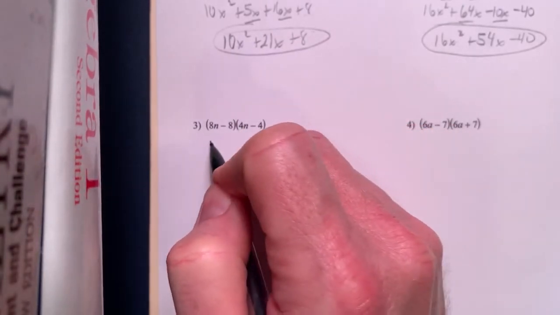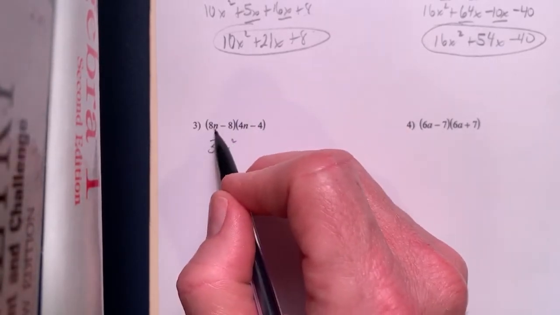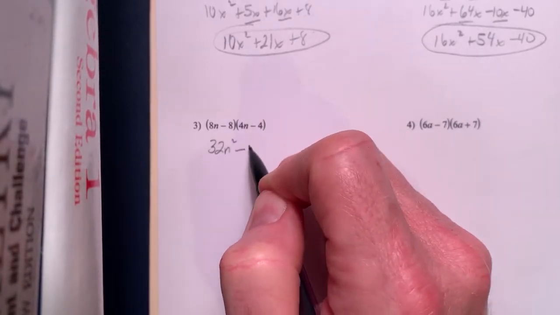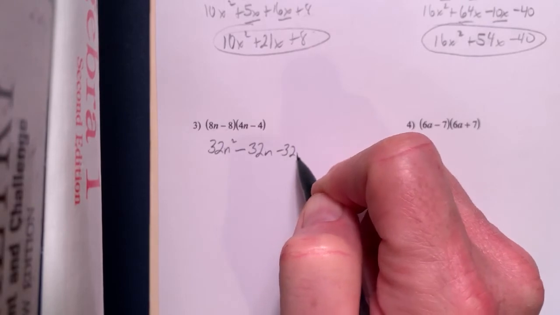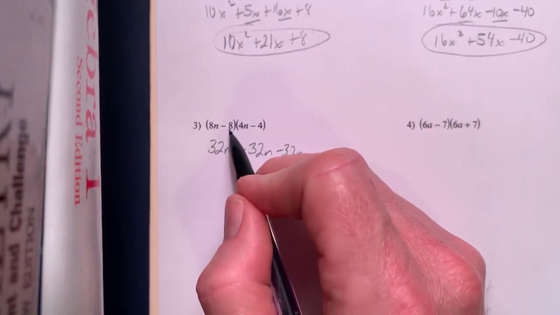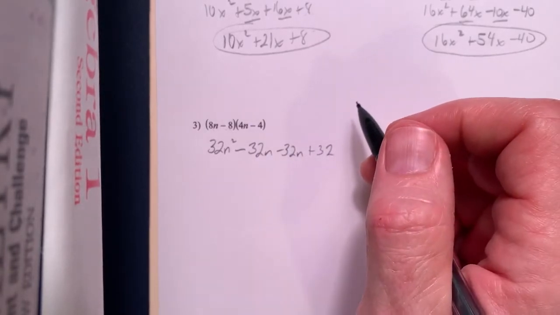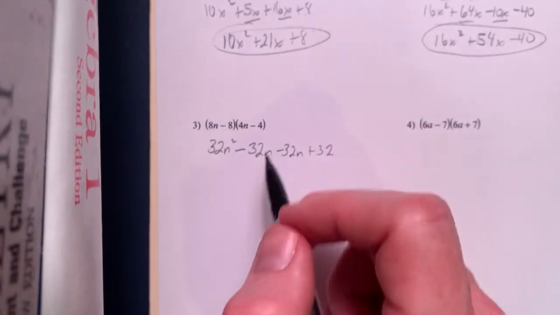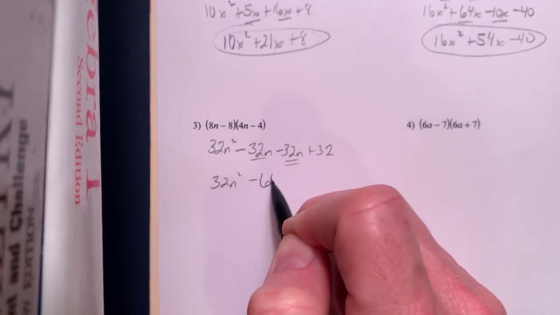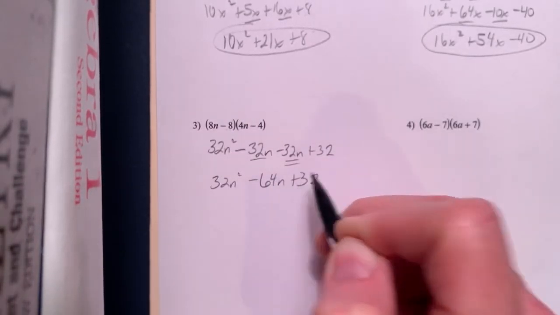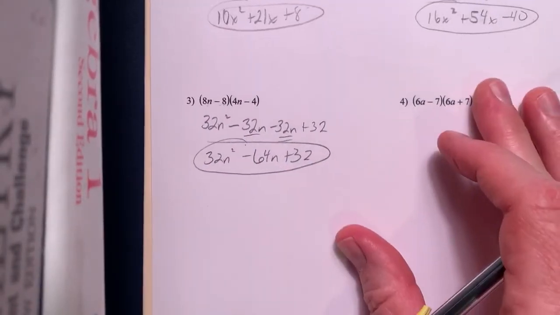8n times 4n is 32n squared minus, and then we're looking at 8n times 4 would be 32n, negative 8 times 4n, negative 32n, and then we have negative 8 times negative 4 would be a positive 32. So to combine like terms here, again, these are the same. So we're looking at 32n squared minus 64n plus 32. It's in descending order. It's simplified, nothing more we can do.